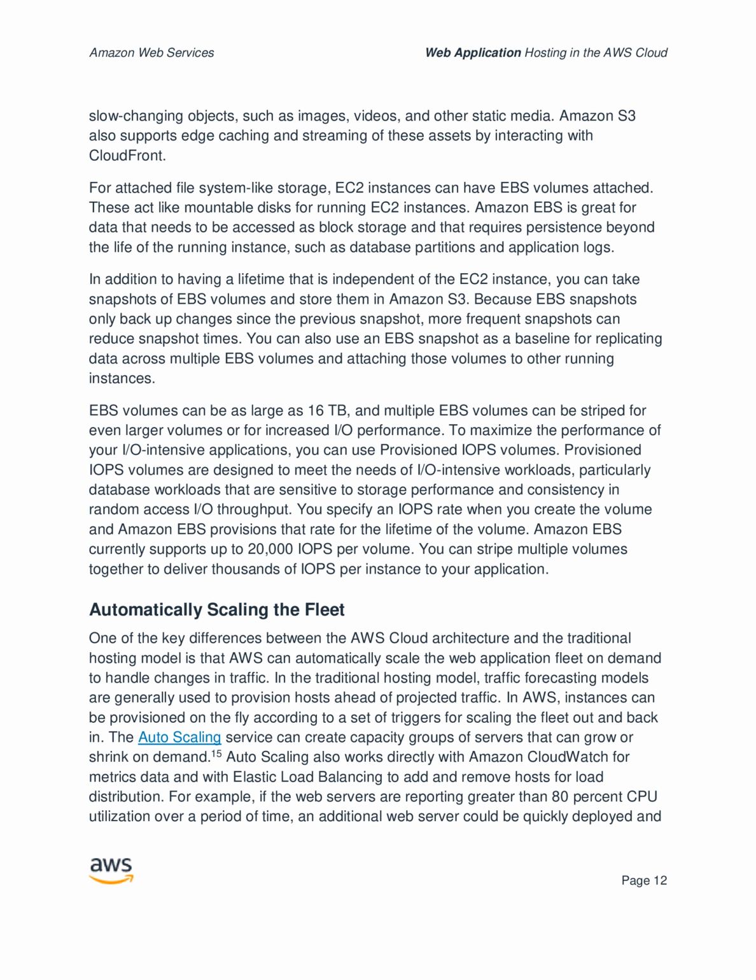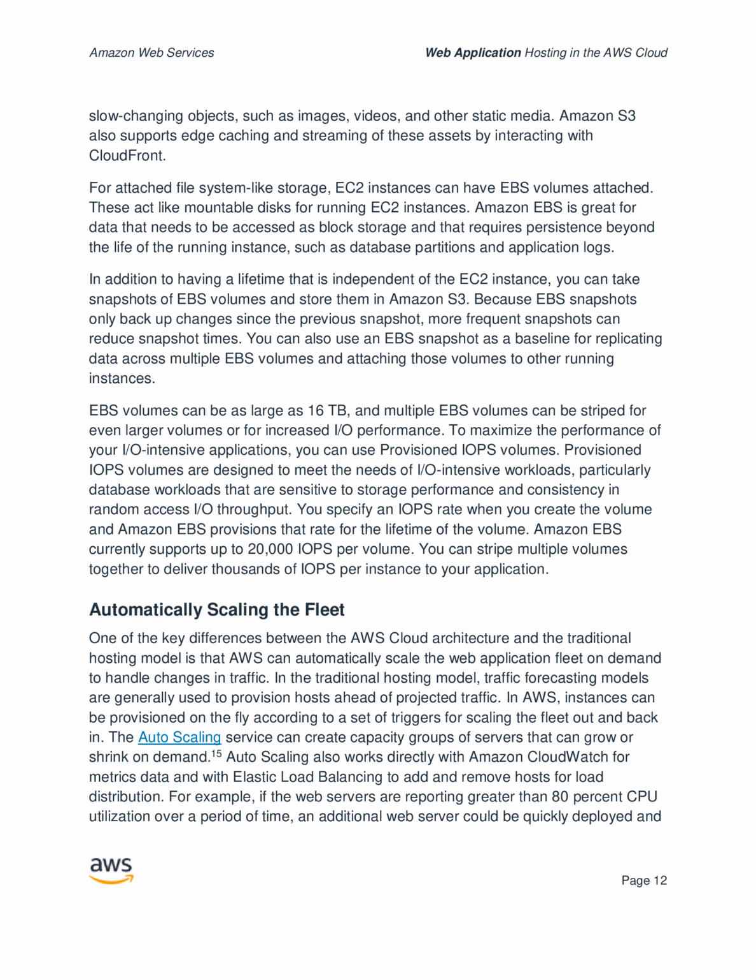For attached file system-like storage, EC2 instances can have EBS volumes attached. These act like mountable disks for running EC2 instances. Amazon EBS is great for data that needs to be accessed as block storage and that requires persistence beyond the life of the running instance, such as database partitions and application logs. In addition to having a lifetime that is independent of the EC2 instance, you can take snapshots of EBS volumes and store them in Amazon S3.